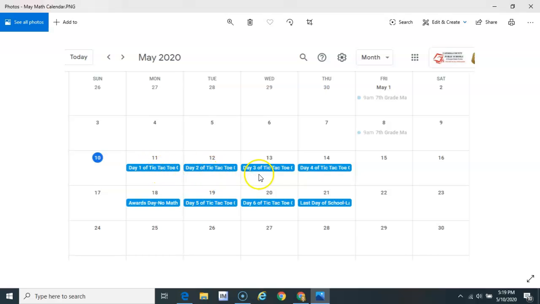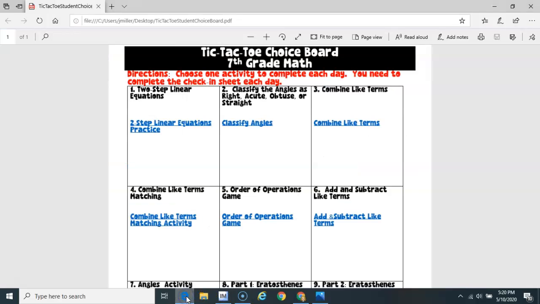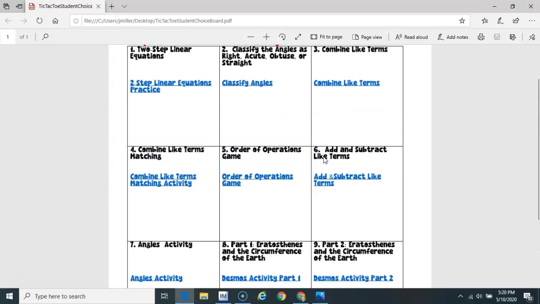So 1, 2, 3, 4, no work on Monday, 5, 6, and then there'll just be a little reflection question in Google Classroom or an activity to do on the last day of school for Thursday. So from that choice board, you're going to look for an activity that you're going to complete on these 6 days. So remember, no work here and something different in Google Classroom here. As you're looking through this board, you are going to complete 6 of these 9 activities.